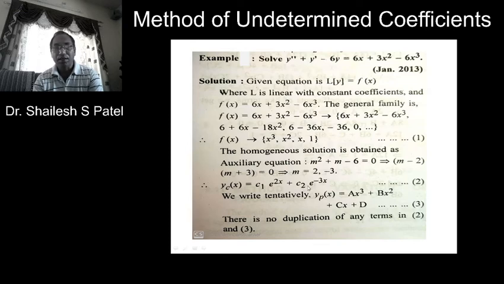Now we can see that in yc there are two different terms, e raised to 2x and e raised to minus 3x. And in yp(x) there are the terms x³, x², x and 1. So we can see that there is no duplication in yc(x) and yp(x). So we will keep yp(x) as it is, and we will substitute the value of yp(x) in the given equation by finding y double dash, y dash, and simply y.